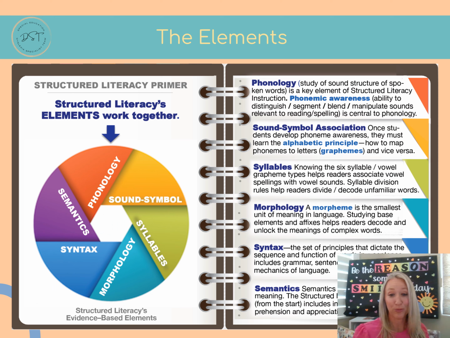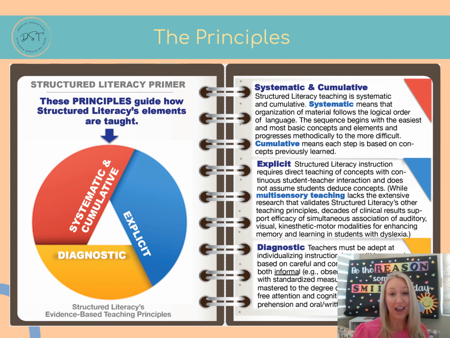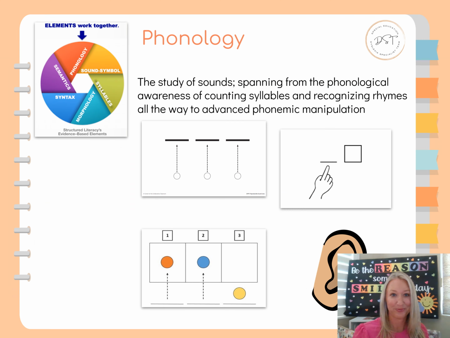The elements that work together to provide students with effective reading instruction include phonology, sound symbol association, syllables, morphology, syntax, and semantics. This is the what we teach. Now the how we teach is based on these three guiding principles: systematic and cumulative, explicit, and diagnostic. This is the magic of how it all works.